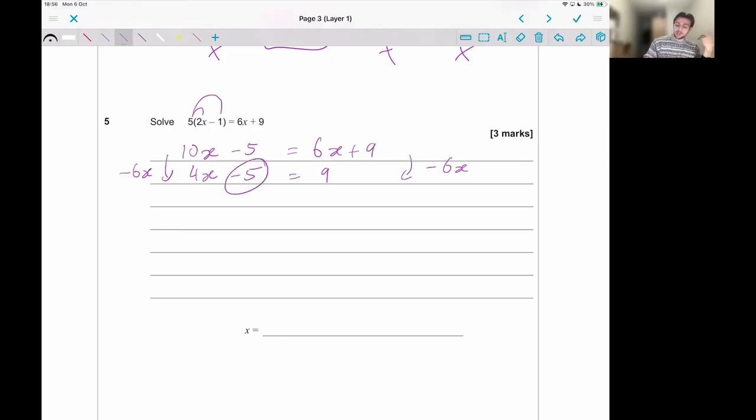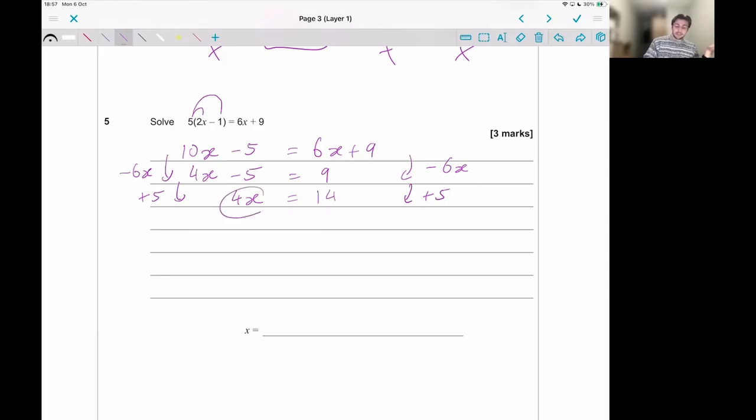I want to get rid of this minus 5. It's too complicated. I want x on its own, so I'm going to get rid of the minus 5. Well, to do that, I'm going to have to add 5. And that's going to leave me with 4x. But to keep this equal, I'm going to have to do the same thing to the right-hand side. I'm going to have to add 5. 9 plus 5 is 14.